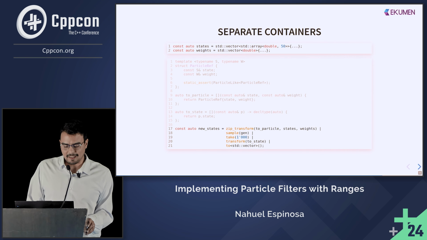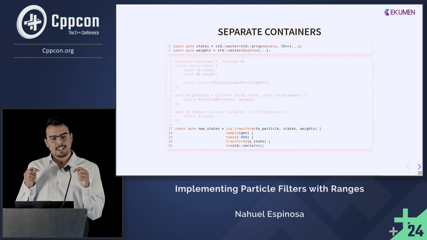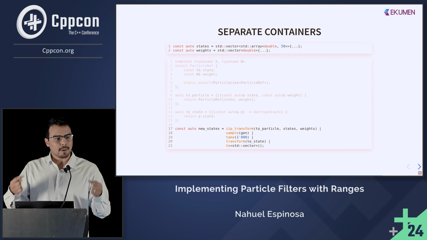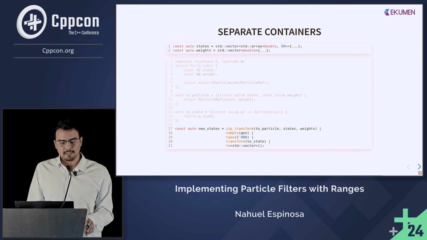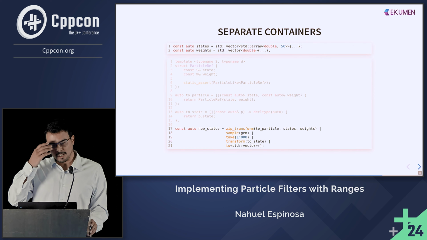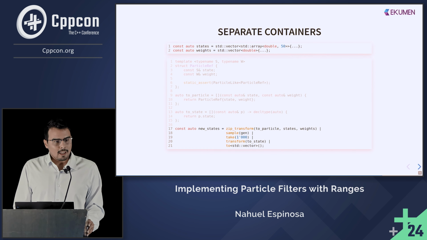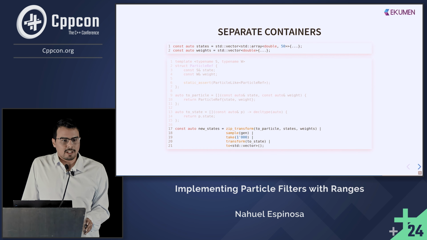To me, this is amazing. You can zip transform the two containers to generate a new particle container that is also random access, because the two containers are random access. So all the requirements for a sample adapter are satisfied, and we can use it to generate 1,000 samples, transform that back to a state, and convert that to a state vector at the end.